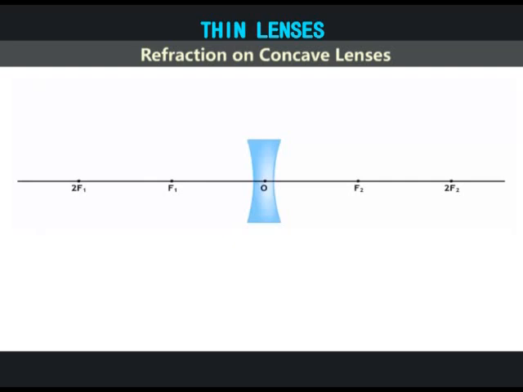Let's look at light rays propagated through a concave lens. When an incident ray is parallel to the principal axis, the emergent ray appears to pass through the focus.